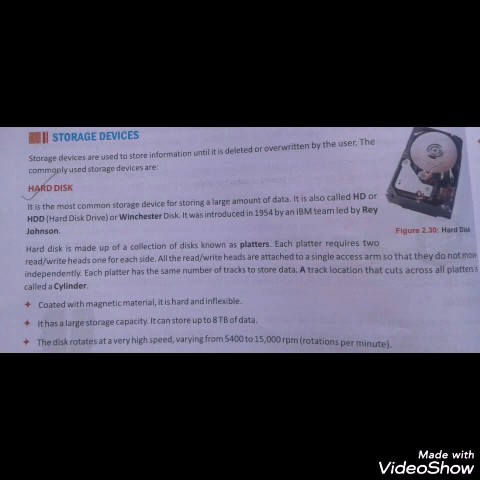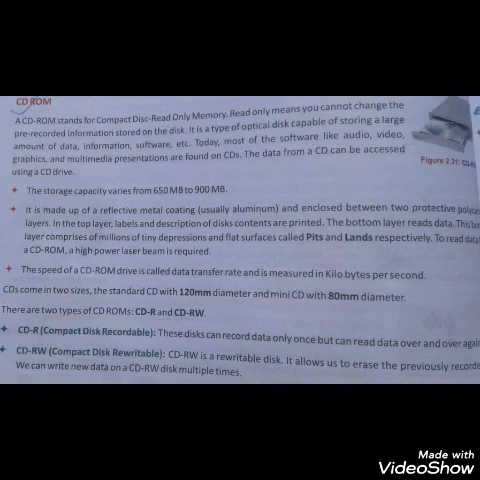The second most common storage device is CD-ROM. It is a thin plastic disc coated with metals. CD-ROM refers to compact disc read-only memory. Data or information is recorded at the time of manufacturing and it can only be read.